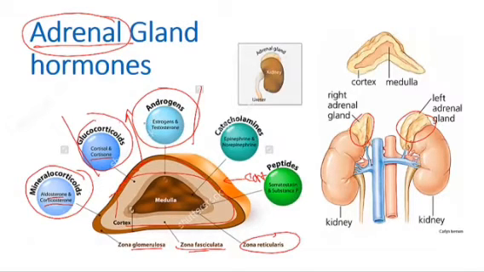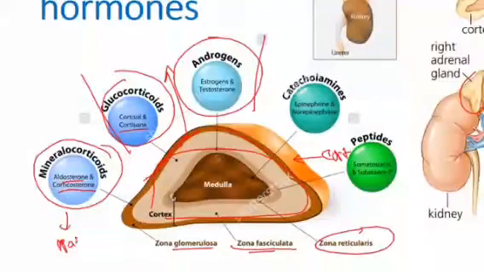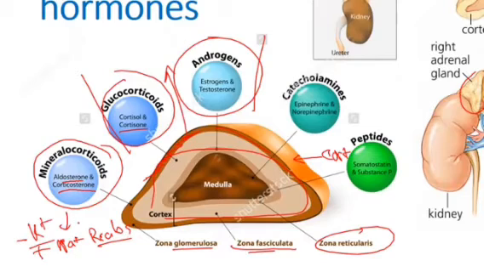Now if you look at the structures of different hormones, among the mineralocorticoids we have aldosterone and corticosterone. Aldosterone causes the reabsorption of sodium and the secretion of potassium. So it's the addition of sodium and secretion of potassium. The type of hormones belonging to glucocorticoids are cortisol and cortisone.